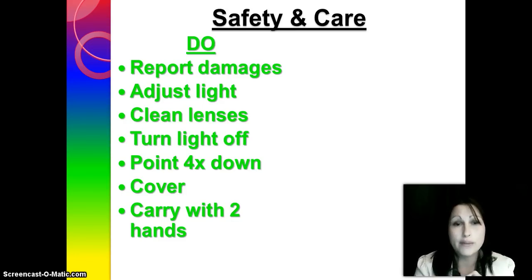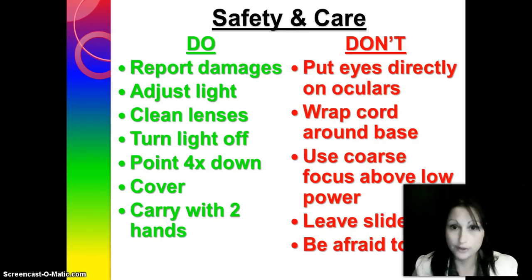When you're done with the microscope, don't just unplug it. Turn the light switch to off. Okay, then you're going to point the scanning lens down at the stage, which remember is the shortest one. You're going to cover that microscope, and then you're going to carry it with two hands, one on the arm, one on the base.